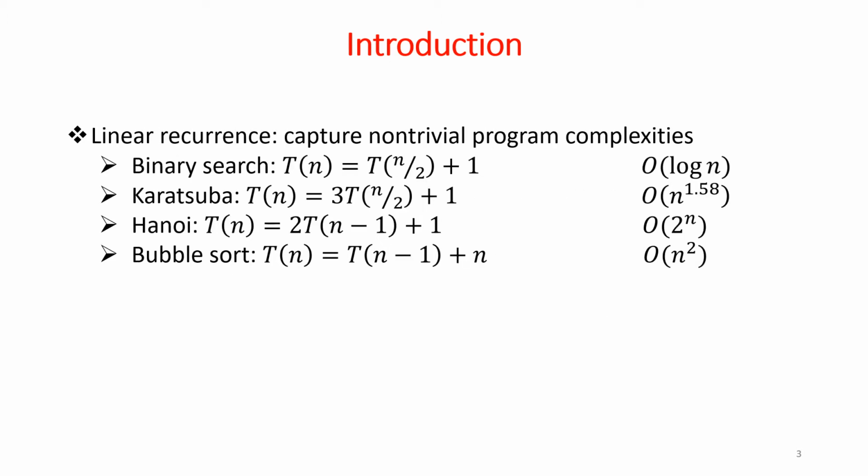We use recurrence relations because simple recurrence relations over linear terms are expressive enough to capture non-trivial program complexities. For instance, binary search has logarithmic complexity, Karatsuba multiplication algorithm has a non-polynomial complexity, solving the Tower of Hanoi has an exponential complexity, and bubble sort has a quadratic complexity. All these complexities are expressed by simple linear recurrences.